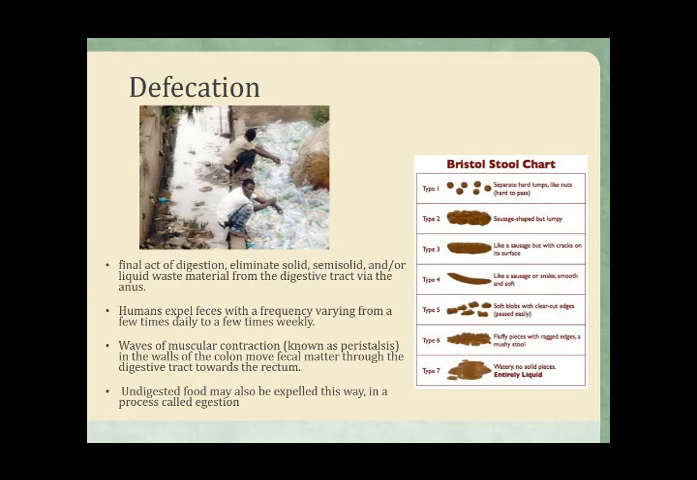So defecation, that is the final act of digestion. You eliminate solid or semi-solid liquid material from your anus. Humans expel feces with a frequency varying from a few times daily to a few times weekly. Waves of muscular contraction known as peristalsis in the walls of the colon move fecal matter through the digestive tract to the rectum. Undigested food may also be expelled this way in a process called egestion.